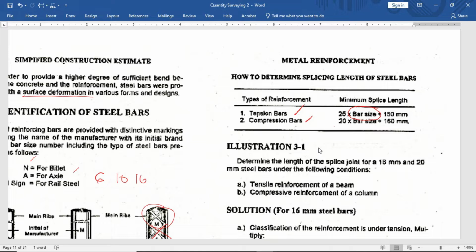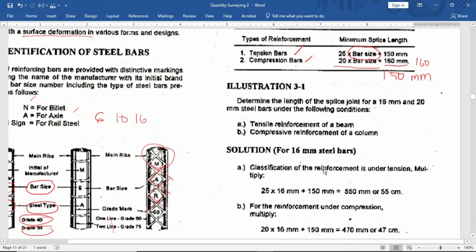For compression bars, it is 20 times the bar size plus 150. It says 160 here, but that is just a typo; it should be 150 mm. So, let's have an example here.